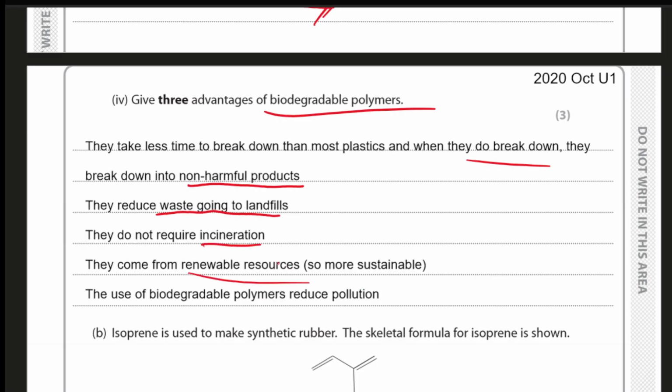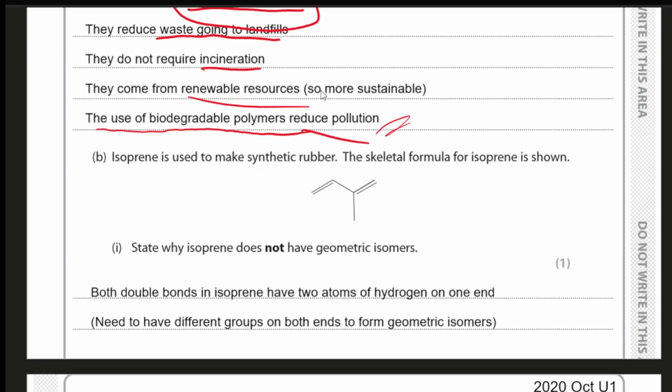Obviously, they come from renewable resources because otherwise they cannot be biodegradable. They come from organic matter. And the use of biodegradable polymers reduces pollution. Since they can be recycled, they reduce the chance of pollution. Another thing is that they break down into non-harmful products, unlike some products which break down to produce greenhouse gases. So obviously they contribute very little to pollution. So biodegradable polymers, these are the three advantages.